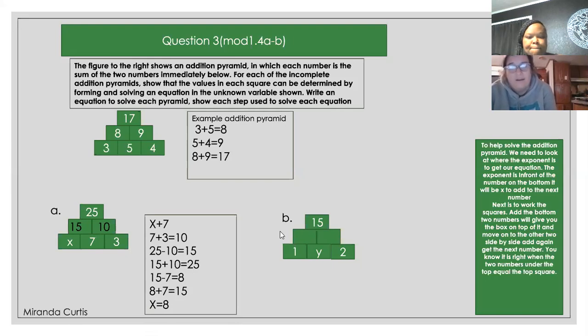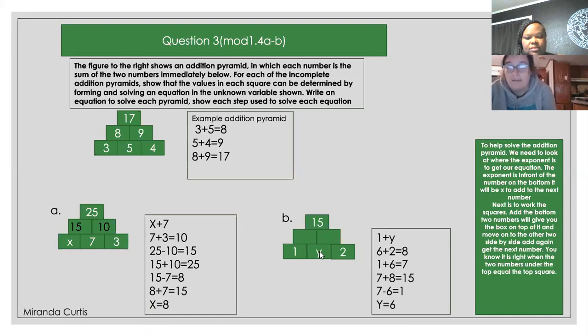Now, our next one. Okay, so y is behind the 1. We're still going to plus because it's in the bottom. So our equation is going to be 1 plus y. Now we're going to go next to it, and we're like, okay, there's y plus 2. So we're going to have 15 minus 2 gives us 8, and we're going to have 8 right there. And then 8 plus 7 equals 15. How we find y is we do 7 minus 1, 6, gives us 1.